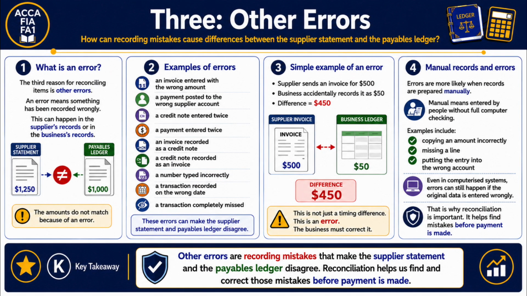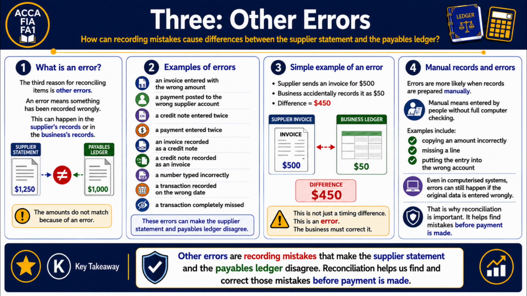3. Other errors. The third reason for reconciling items is other errors. An error means something has been recorded wrongly. This can happen in the supplier's records or in the business's records. Examples of errors include an invoice entered with the wrong amount, a payment posted to the wrong supplier account, a credit note entered twice, a payment entered twice, an invoice recorded as a credit note, a credit note recorded as an invoice, a number typed incorrectly, a transaction recorded on the wrong date, a transaction completely missed. These errors can make the supplier statement and payables ledger disagree.